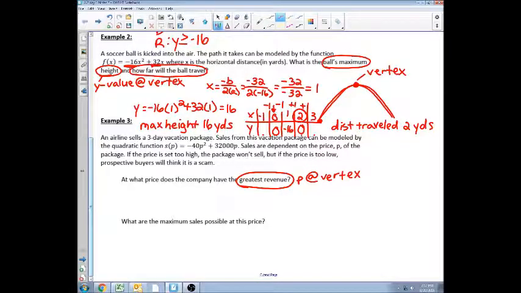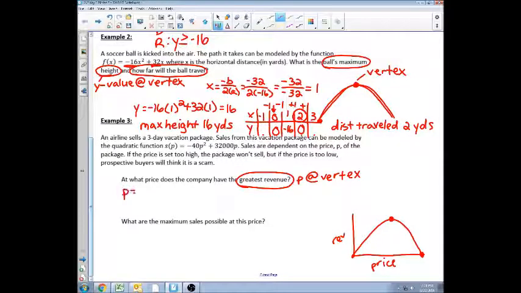Okay? Because just like on the soccer ball problem, if I have price, or the cost on the bottom here, and total revenue on the top, at some point it's going to be at 0, 0. It's going to go up to a certain height. It's going to come back down to 0, 0. So we're looking for this point right here. That would be the highest revenue, and it'd also be the best price for the company to sell their package at. Okay? So I need to find the P, or my X value, at the vertex.